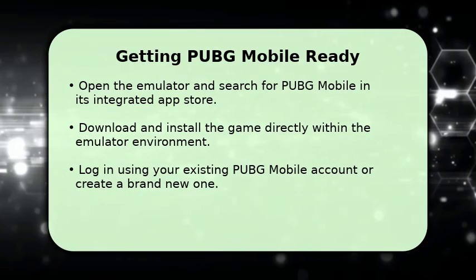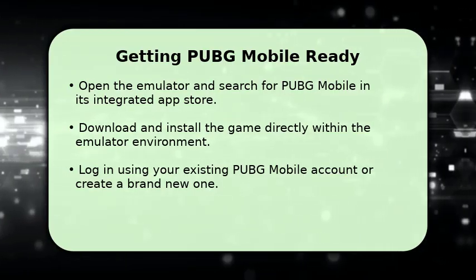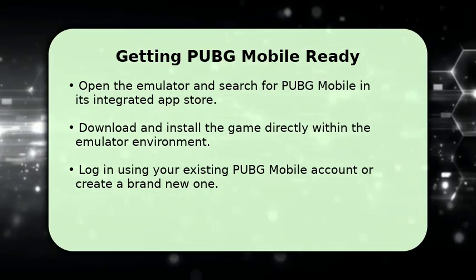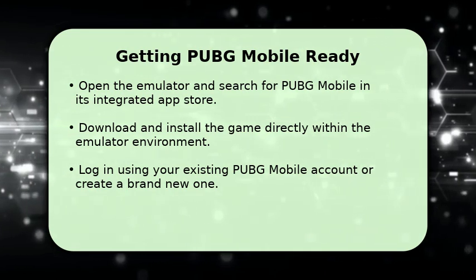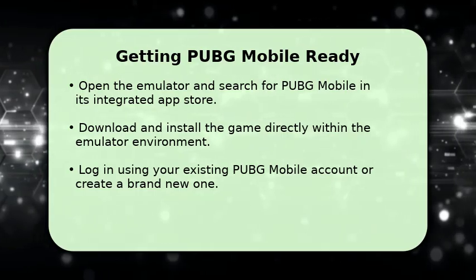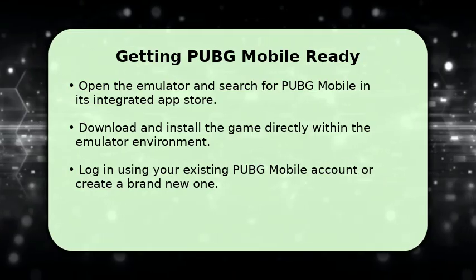With your emulator installed, open it up and navigate to its integrated app store. Search for PUBG Mobile, just as you would on a phone, and proceed to download and install the game directly within the emulator environment. After installation, launch the game and log in using your existing PUBG Mobile account or create a brand new one to jump into the action immediately.